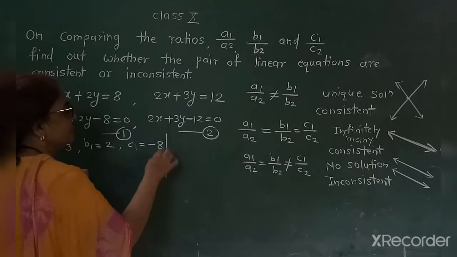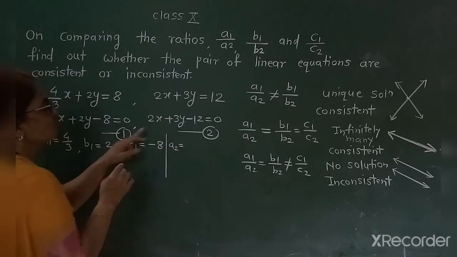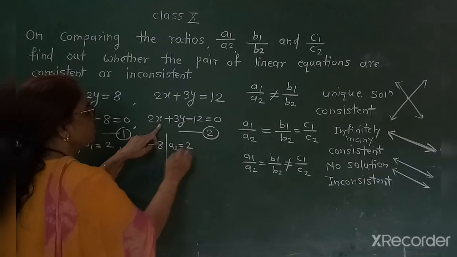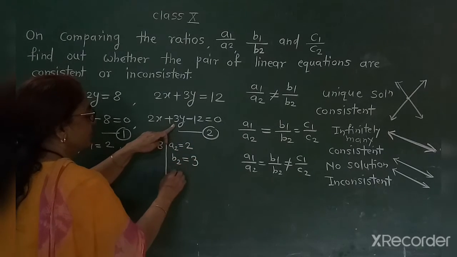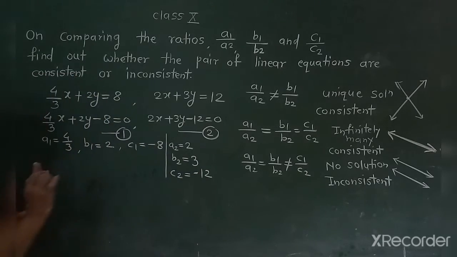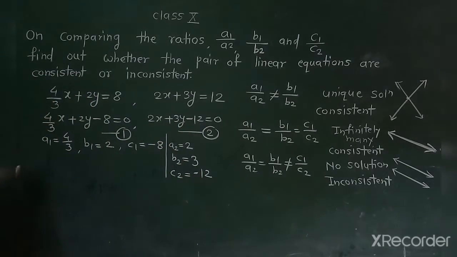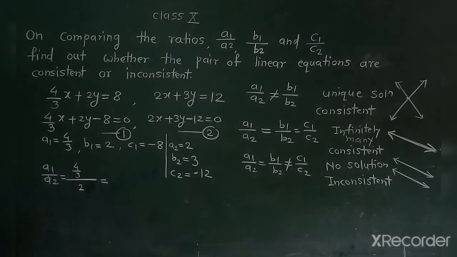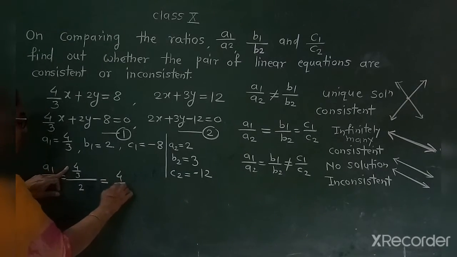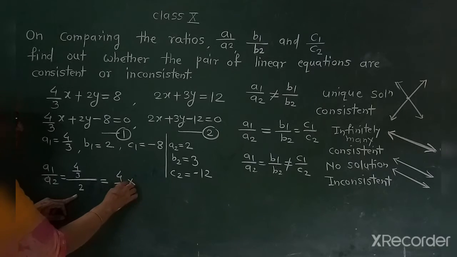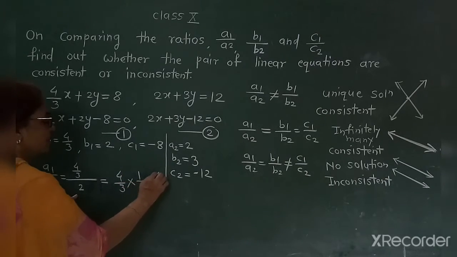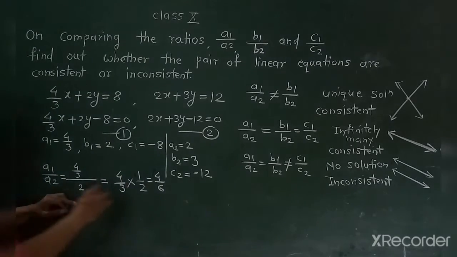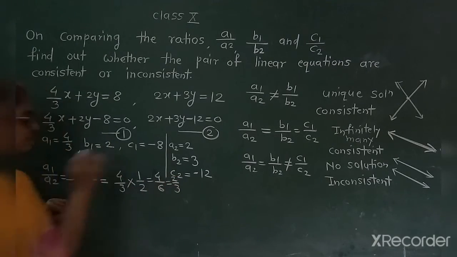Now similarly find A2. A2 is the coefficient of x of the second equation. It is 2. Now B2 is positive 3 and C2 is negative 12. Sign के साथ लेना है, negative 12. Then find A1 upon A2. So A1 upon A2 is equal to, A1 is 4 by 3 and A2 is 2. इसको कैसे सॉल्व करेंगे? So 4 upon 3 divided by 2, और डिवीजन हम करते हैं into 1 upon 2. So it will become 4 by 6 and its simplest form is 2 by 3.